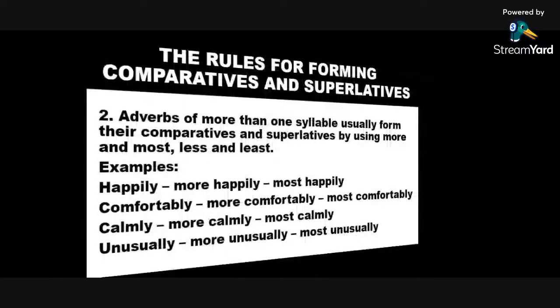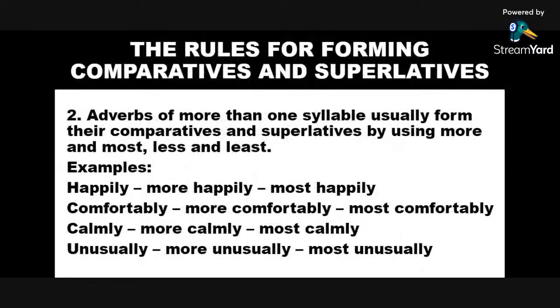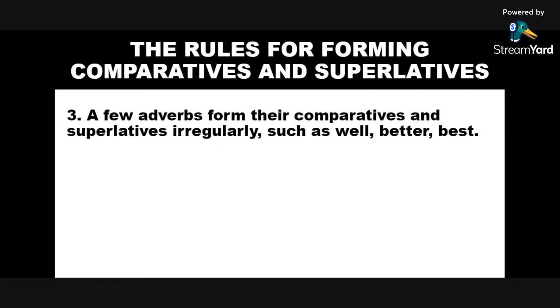Then rule number 2 for formation of comparative and superlative adverbs. Adverbs of more than one syllable usually form their comparatives and superlatives by using more and most, less and least. For example, happily, more happily, most happily; comfortably, more comfortably, most comfortably; calmly, more calmly, most calmly; unusually, more unusually, and most unusually. Okay?